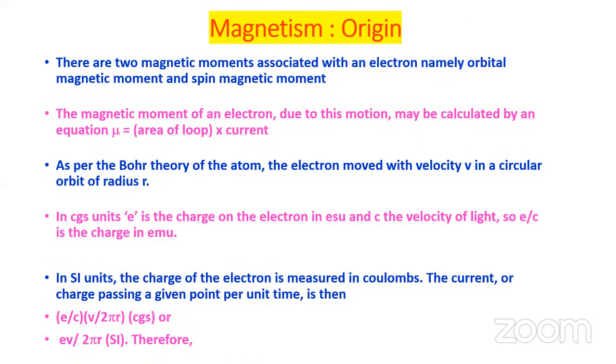Okay. Now, when I consider the loop, there are two magnetic moments associated with the charged particle, and more specifically, I'm talking about the atomic electron. The electron, which is revolving in an atom with respect to the nucleus, has two kinds of angular momentum, the spin angular momentum and the orbital angular momentum. Because of this spin and orbital angular momentum, it has a spin magnetic moment and an orbital magnetic moment. Now, the magnetic moment of an electron due to its motion can be calculated.